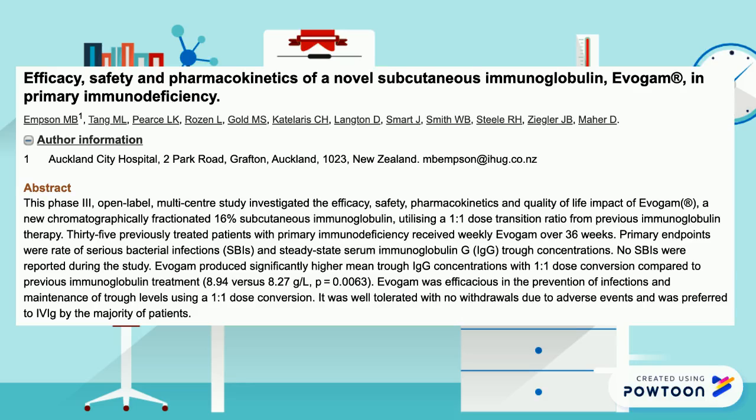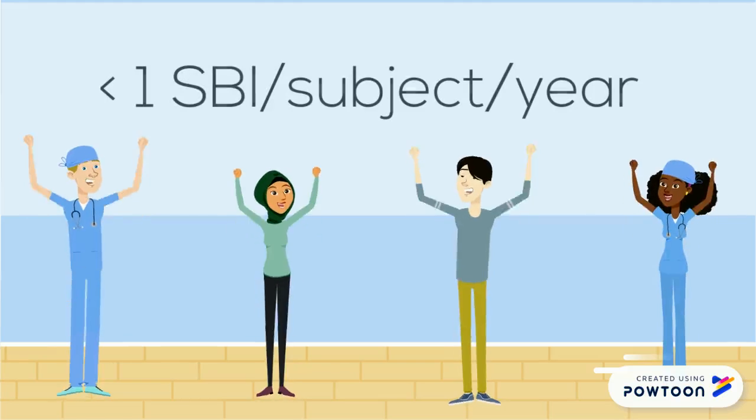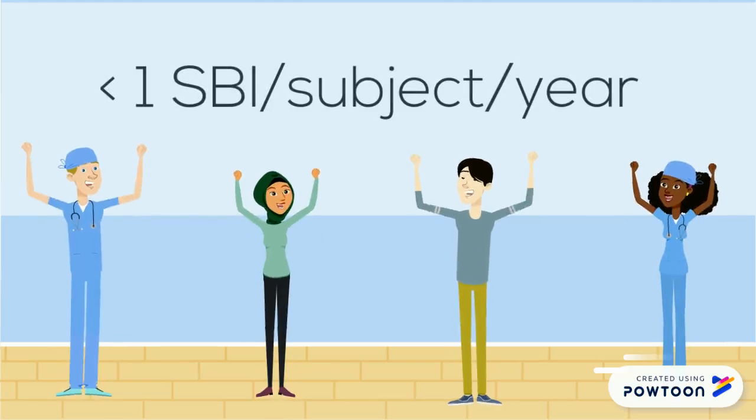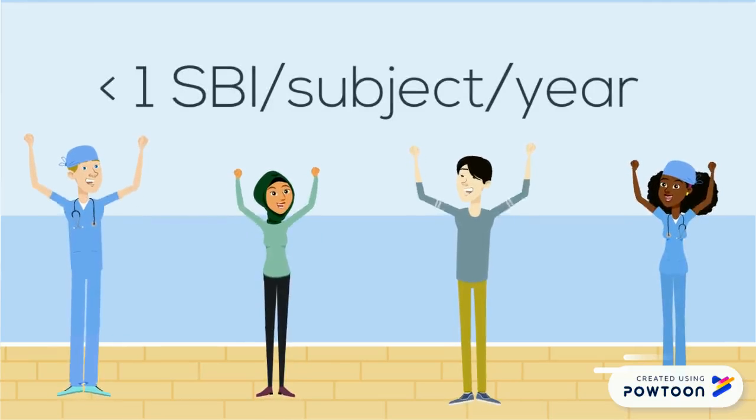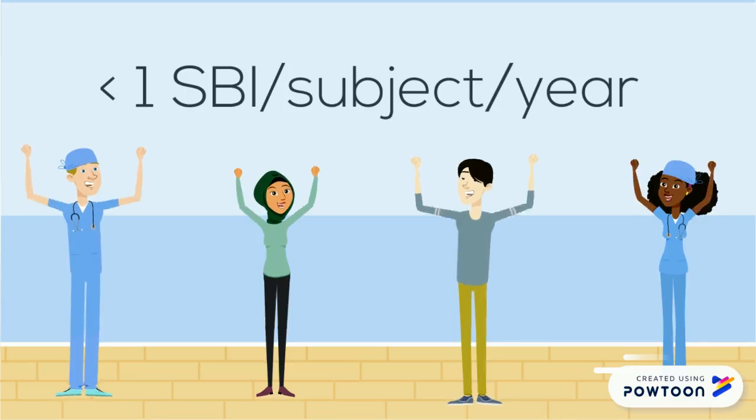An annualized rate of 2.82% per patient was reported for non-serious infections. There were no reports of any serious bacterial infections, meeting the FDA criteria for strong evidence of efficacy, specified as less than one serious bacterial infection per patient in a year.